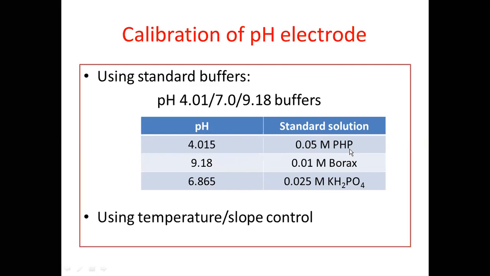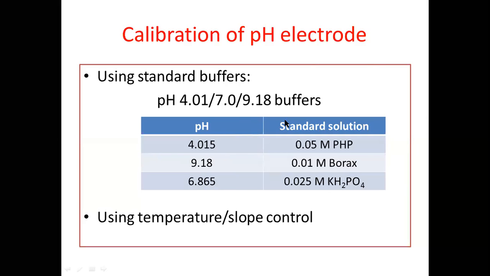So if you have PHP solution, potassium hydrogen phthalate solution of concentration 0.05 molar, that can be used as a standard buffer to calibrate the pH meter to pH 4.015. Similarly, borax for pH 9.2 or 9.18, or potassium dihydrogen orthophosphate for pH 6.865. Take the pH meter, connect the electrode to the pH meter, immerse the electrode into either acidic or basic buffer, that is dependent upon the scenario or the situation.